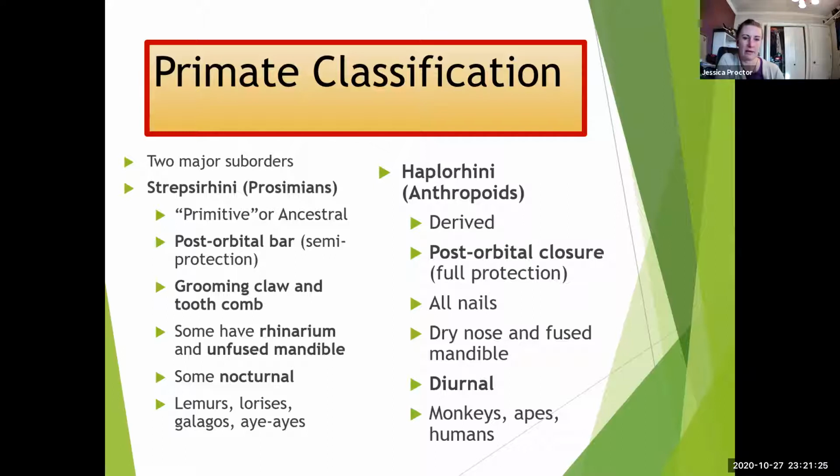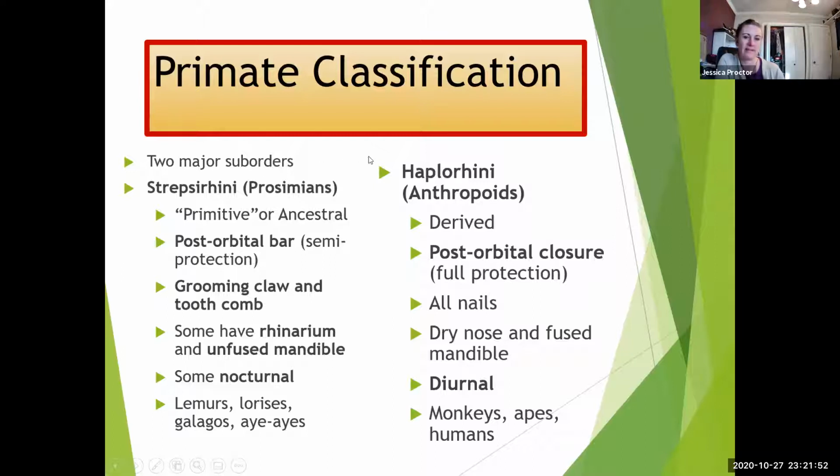So some examples of primate species that fit under Strepsirrhines: all of the lemurs, which are found exclusively in Madagascar, lorises that are found in Southeast Asia, galagos, also called bush babies, which are found in Central Africa, and the aye-ayes, that's a type of lemur found in Madagascar. The aye-ayes are nocturnal.